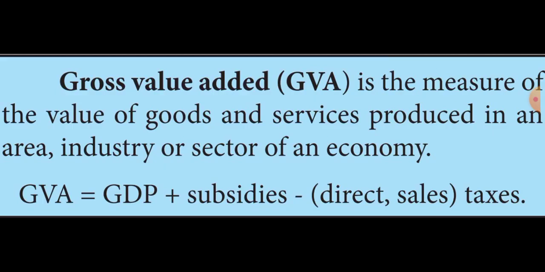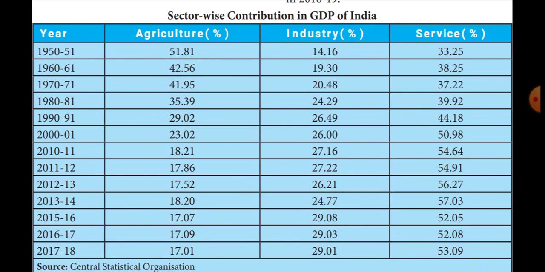Then the next topic is the sector wise contribution to GDP of India. That means how much each year's GDP is contributed by agriculture, industry and services. From here, two more questions are there. Okay, students, now listen here.